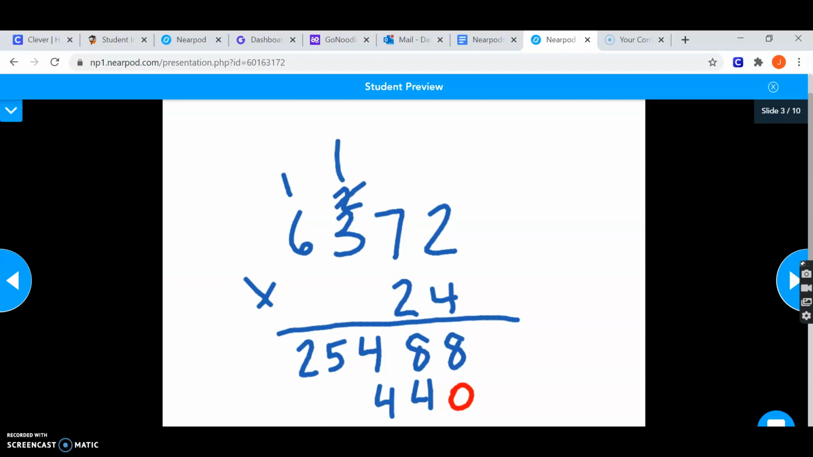I'm going to cross out that 2 and regroup my 1. 2 times 3 is 6, plus 1 is 7. And I'm going to cross out this one because I don't need it. 2 times 6 is 12.